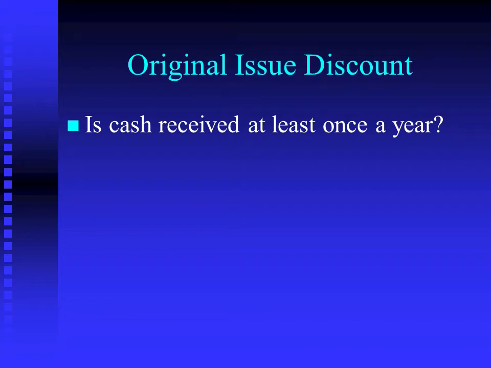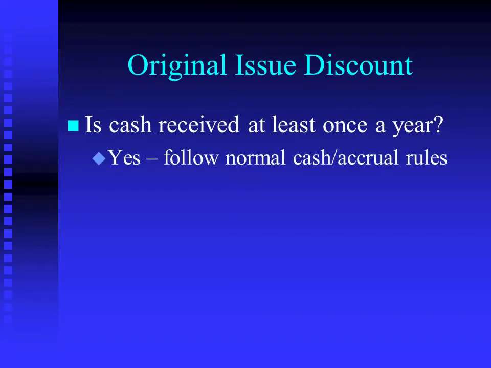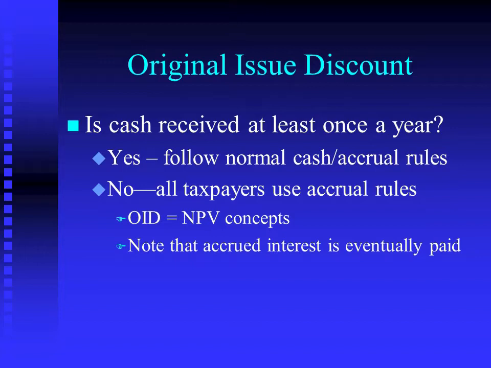So for original issue discount, the first question is, am I going to get cash at least once a year? If the answer is yes, then I just include income when my anniversary date comes. If the answer is no, then I'm going to be forced to an accrual rule. And remember that OID is a net present value concept. And here the interest is eventually going to be paid.